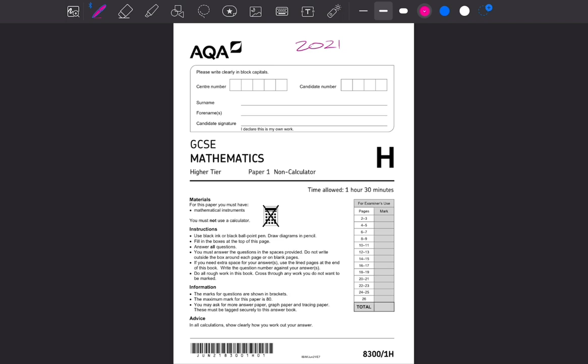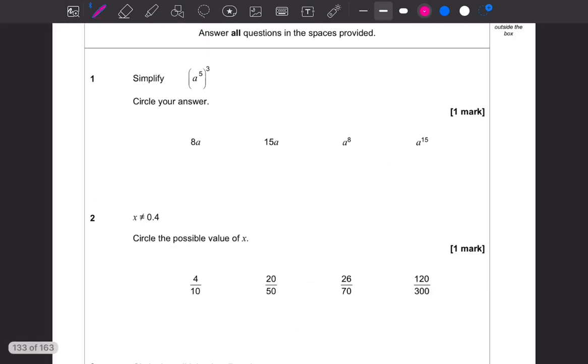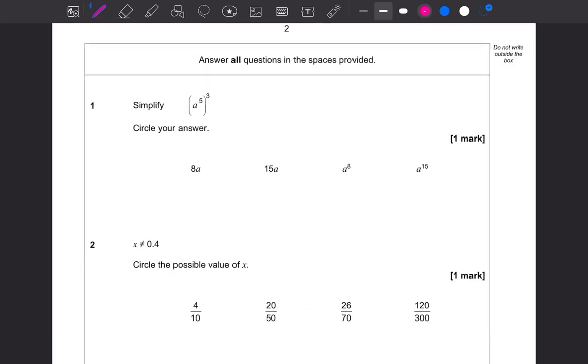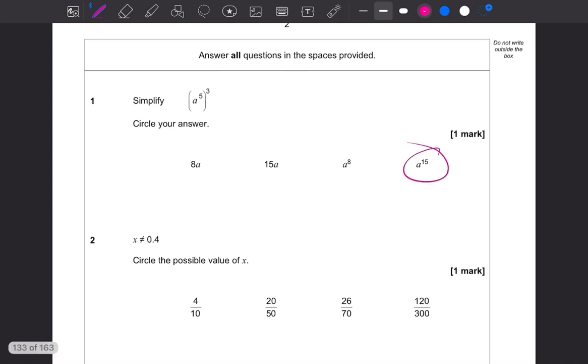So let's get started. First one then, a to the 5 to the 3. When we have powers like this, we multiply them together, so that's a to the 15.